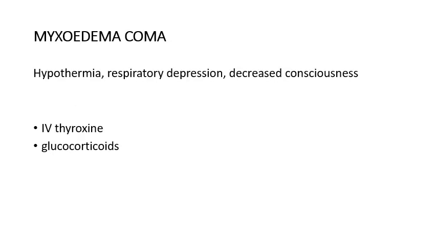Myxedema coma is a life-threatening emergency condition, and the classical features of this clinical condition are hypothermia, respiratory depression and decreased consciousness. So it has to be treated immediately with IV thyroxine. So here oral thyroxine supplementation is not helpful, so immediate IV administration of thyroxine should be done. And also it has to be treated with glucocorticoids, because there is always an associated adrenal insufficiency with myxedema coma. So glucocorticoids should be supplemented till the adrenal insufficiency is ruled out.